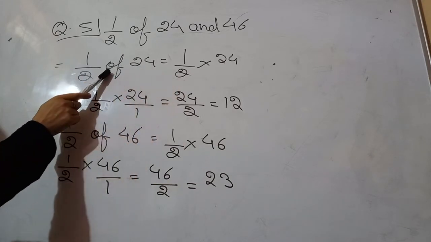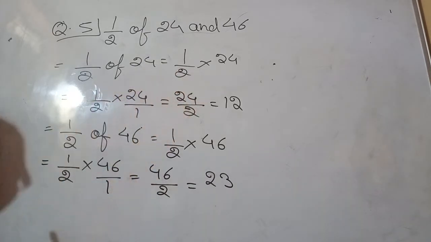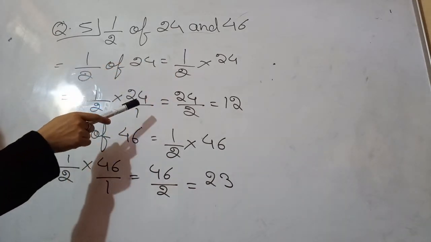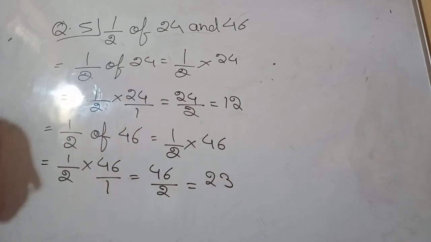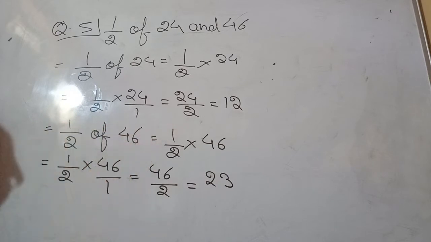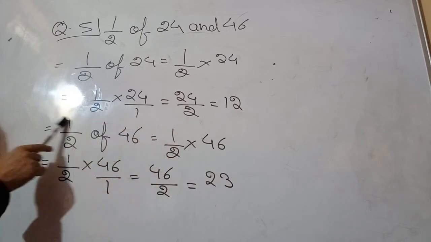So here I have changed "of" with multiplication. So 1 by 2 into 24. Okay. I have told you in fraction, if no denominator is given, we can place 1 in the denominator. So 1 by 2 as it is, and 24 is all alone, so we can place 1 in the denominator. Okay. Now what is the multiplication rule? Numerator with numerator and denominator with denominator. So 24 ones are 24 and 2 ones are 2. And when we divide 24 by 2, we will get 12. So this is the first option completed.